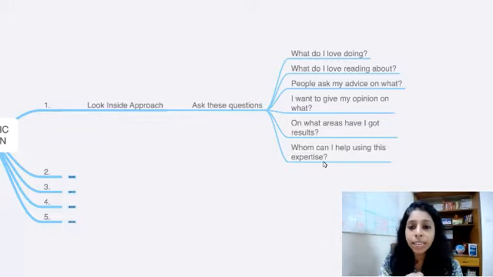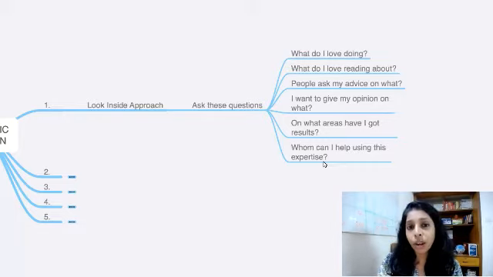The third question is, people ask my advice on what? Many times we may not know what we are good at, but people around us will know that. So maybe you're a great parent and you may not acknowledge that fact, but the friends of your kids, their parents will keep asking you questions on how come your kids are so well behaved? You know, how do you put them to sleep on time? So these are things that you probably are really good at, but maybe you don't know that that's your super skill. So what are the kind of things that people ask your advice on?